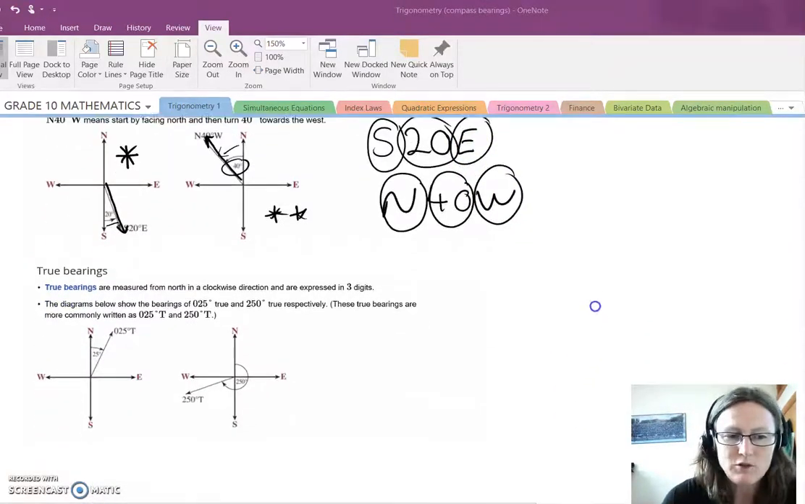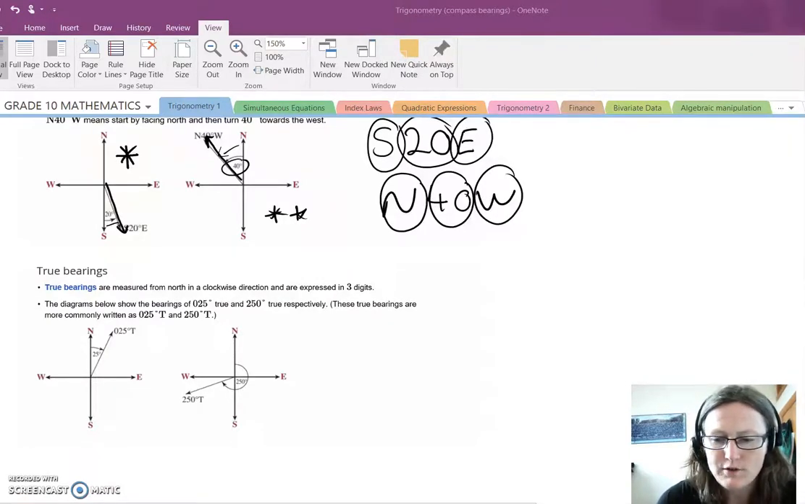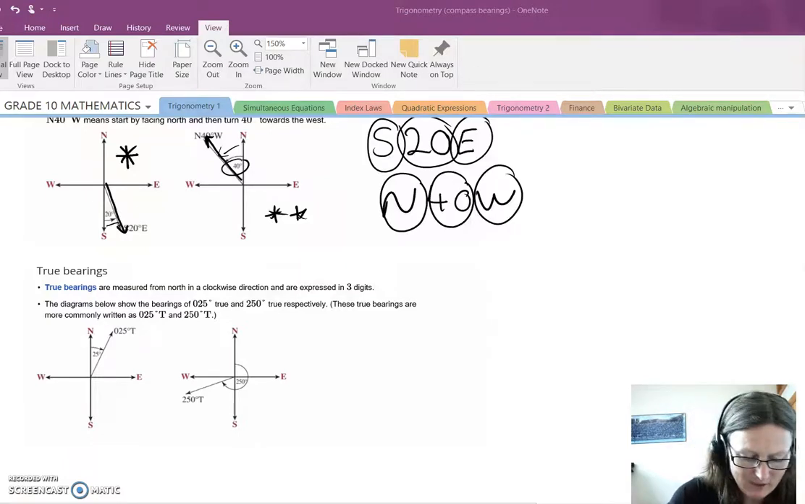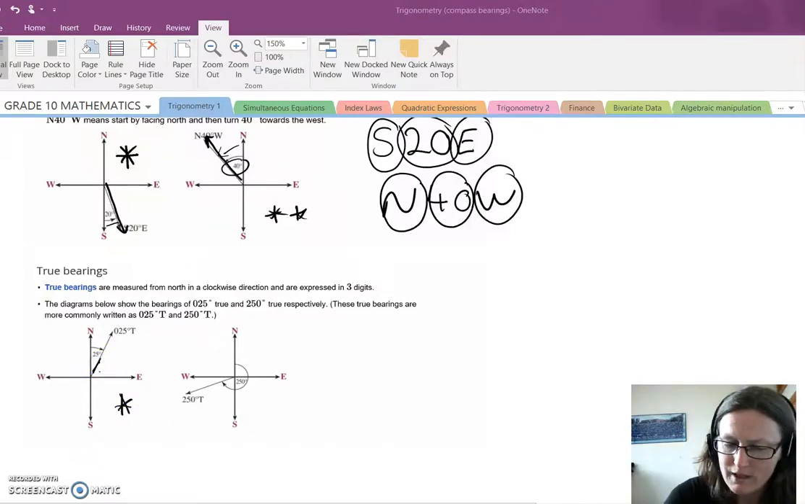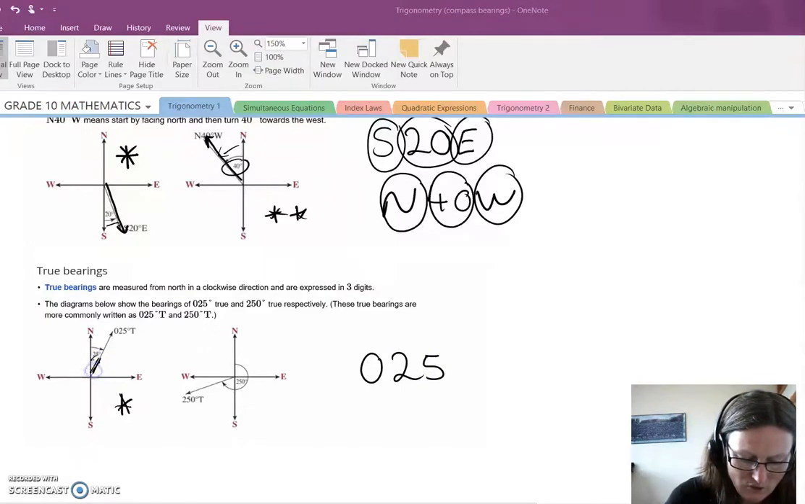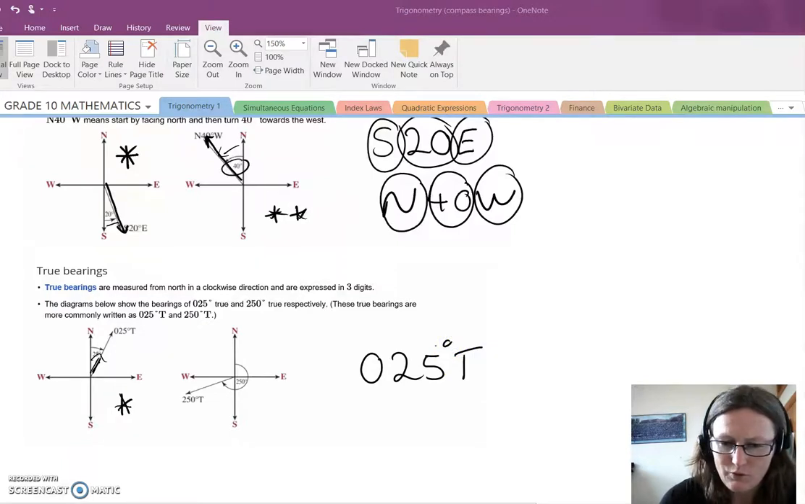Now let's look at true bearings. True bearings are the distance from north in a clockwise direction. Always has to be 3 digits. So let's look at this first example here. How far is this line from north? Well, it's 25 degrees from north. Remember I said it had to be 3 digits. So that's how you write 25 with 3 digits. That line there is 25 degrees on a true bearing from north.